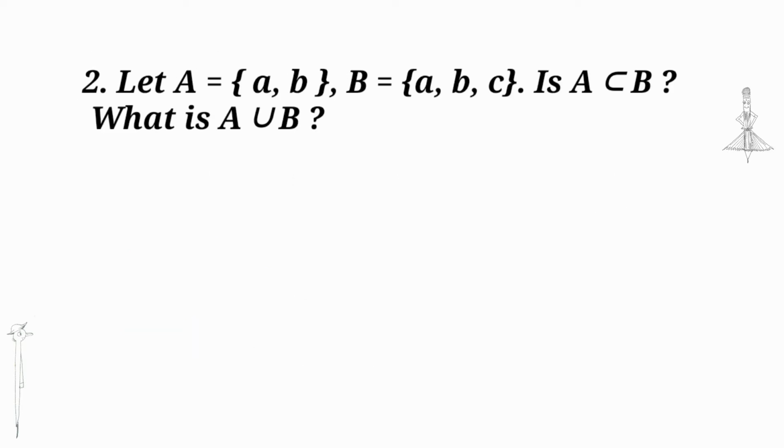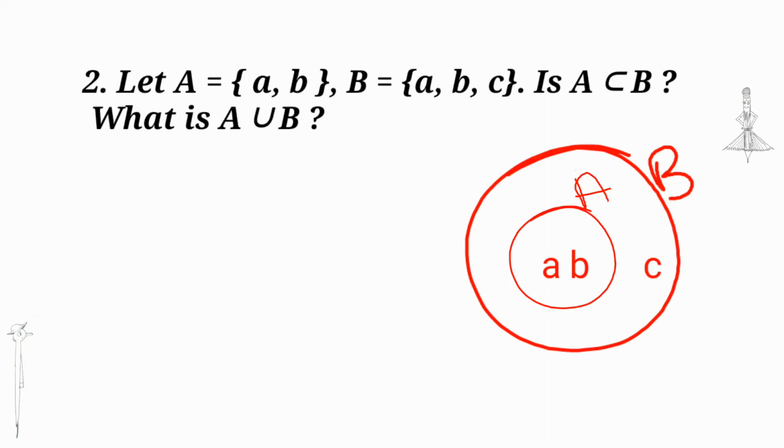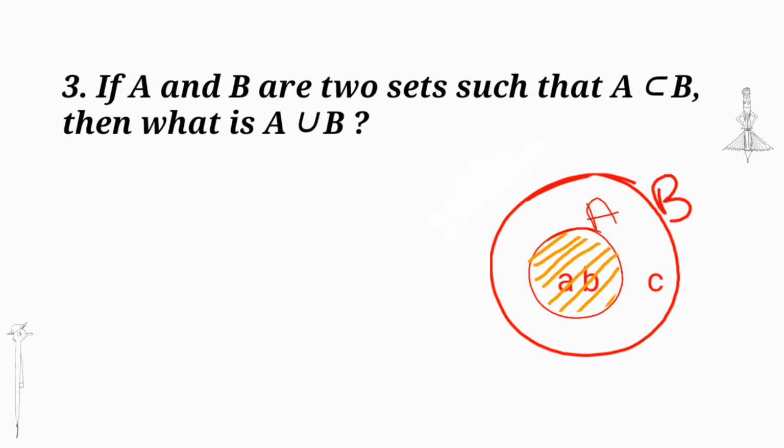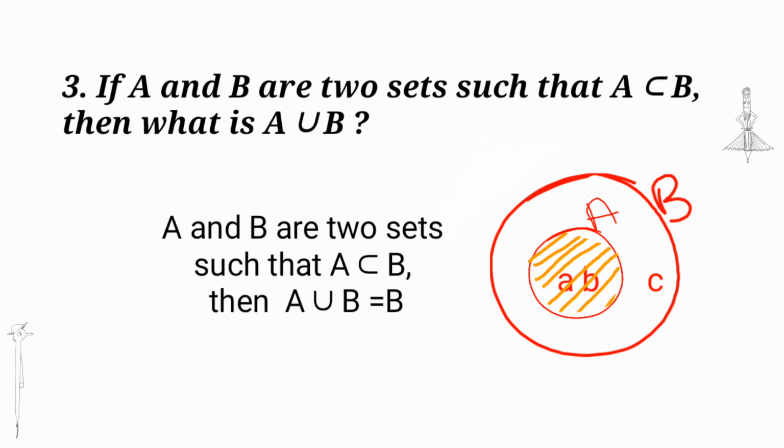So let A is equal to {a, b} and B is equal to {a, b, c}. Is A a subset of B? What is A union B? We get A union B is equal to {a, b, c}, which is equal to B, and A is contained in B, so A is a subset of B. If A and B are two sets such that A is a subset of B, then what is A union B? Then A union B is equal to B always.